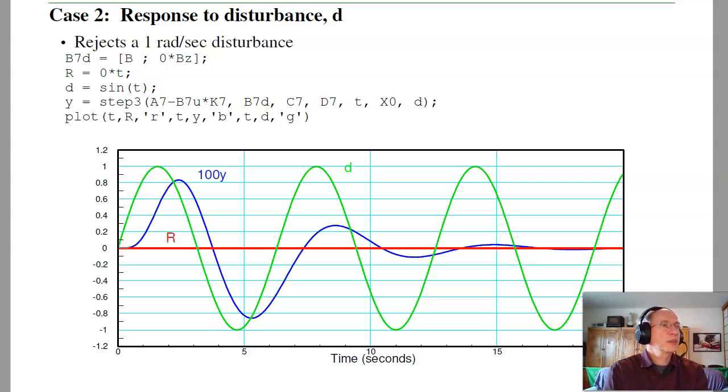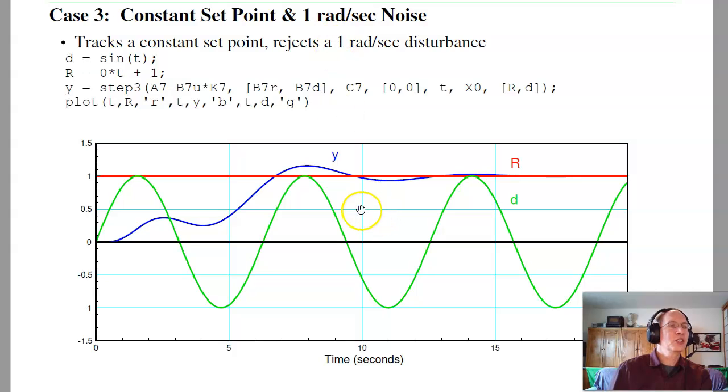Look at a disturbance. If I change the B matrix, and instead of making it the B matrix with respect to R, make it the B matrix with respect to the disturbance, I can take the step response and see that, yep, the output, the blue line, is rejecting the disturbance. It is tracking the set point, which is 0. And it can do both. I can track a constant set point and reject a sinusoidal disturbance.